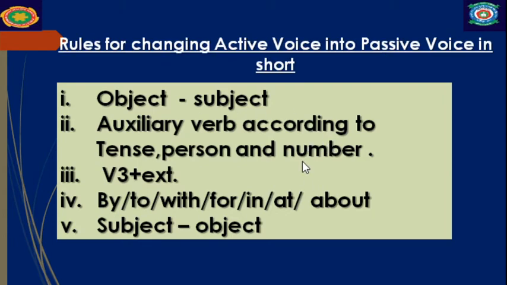This is a shortcut form. Object will be subject, and the auxiliary verb will be changed according to the tense, person and number. Then you have to add verb 3, extension, by, to, with, for according to the sentence. Then subject will be object. I have already discussed it.